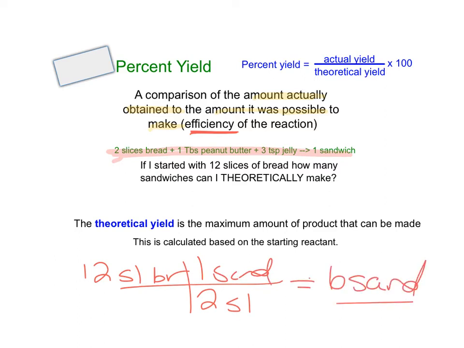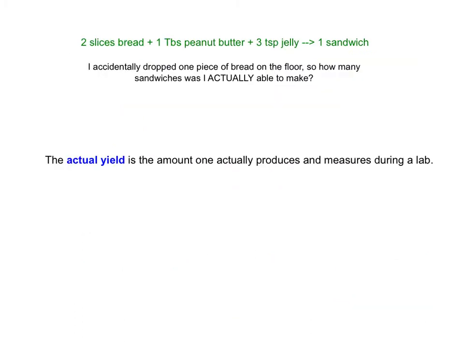So theoretically, in a perfect world, 12 slices of bread would give me 6 sandwiches. That is a theoretical yield. That's just looking at how much you started with and calculating how much you should have been able to make. But let's say I accidentally drop one of those pieces of bread on the floor. Now I only have 11, right? If I drop a slice of bread on the floor, I can now only make 5 sandwiches.